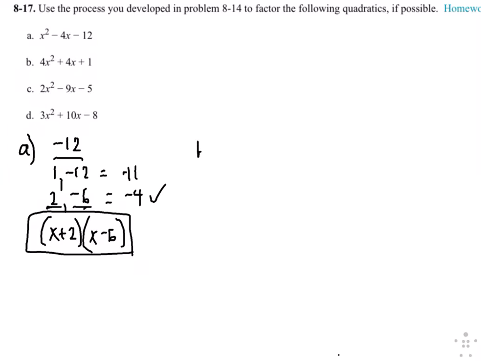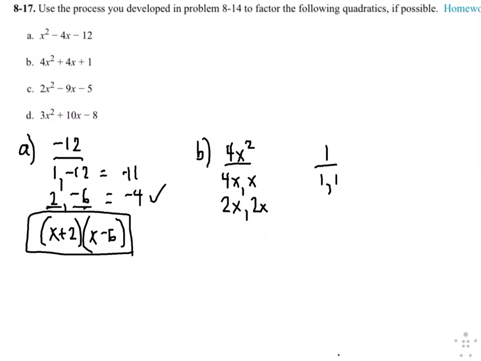For B, right, we have 4x squared plus 4x plus 1. So we have to take the 4x squared column, right, and the 1 column, right? The 1 is clearly 1 and 1, right? The 4x squared now could either be 4x and x, or 2x and 2x. So now the outers plus the inners have to match to find out which one.